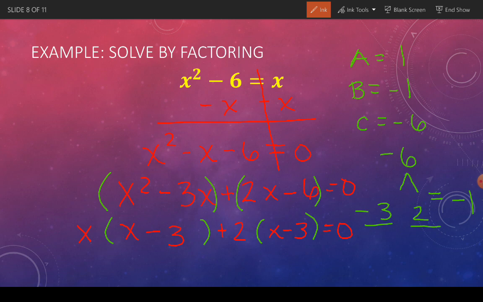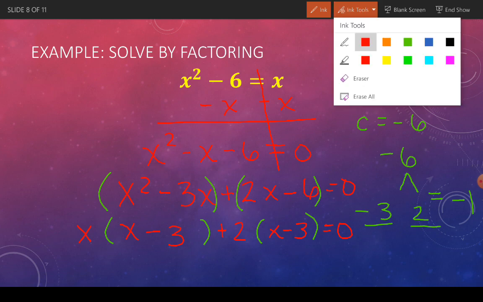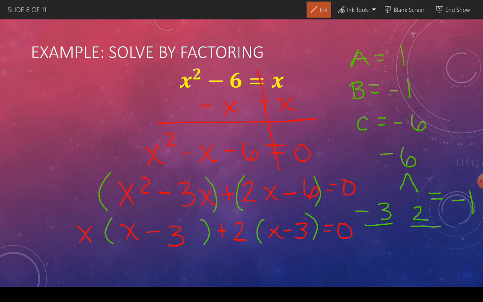So now I can write my final factors. My first factor is going to be x minus 3. And I want to remove x minus 3 from this step above so that I can write my second factor. My second factor will be what is left. So what is left is x and then this positive 2. Okay. So now that we have our factors x minus 3 and x plus 2, there's one last step.